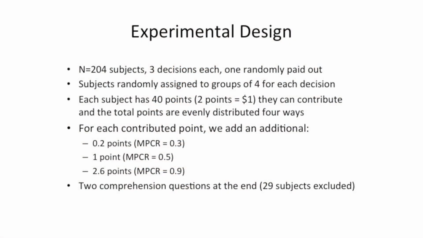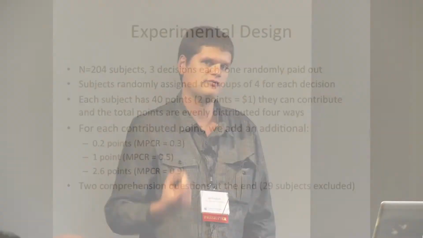What we did is we ran three versions of the game. We ran the Rand version with an MPCR of 0.5, but we also ran 2 other versions, one with an MPCR of 0.3. So this is a pretty bad public good, right? Not that efficient. And we also ran a particularly good public good with an MPCR of 0.9. So again, every dollar I put in, I'm getting 90 cents back, and everyone else is also getting 90 cents.